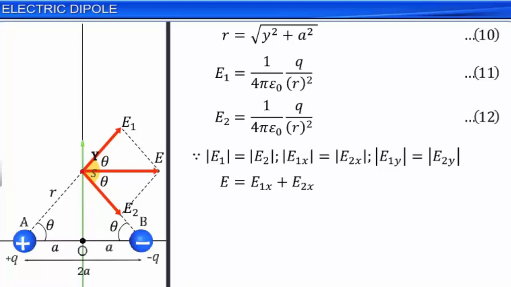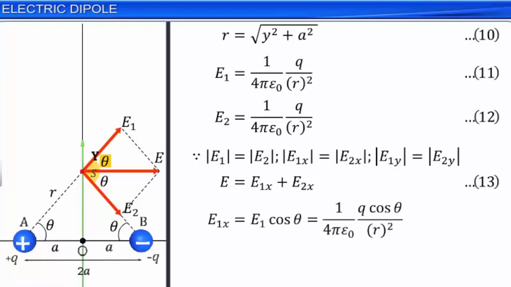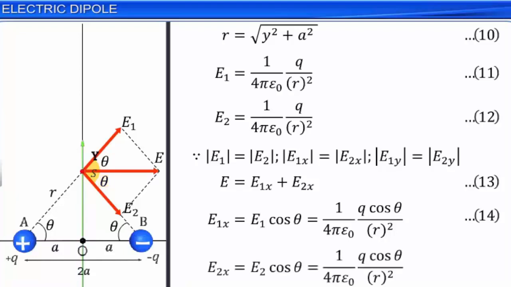As the angle between E1 and x-axis is theta, the component E1x is equal to E1 cos theta. Substituting the magnitude of E1, we get E1x is equal to 1 by 4 pi epsilon naught into q cos theta by r square. Let this be equation 14. Similarly, the angle between E2 and x-axis is theta, and hence E2x is equal to E2 cos theta, which is equal to 1 by 4 pi epsilon naught into q cos theta by r square. Let this be equation 15.